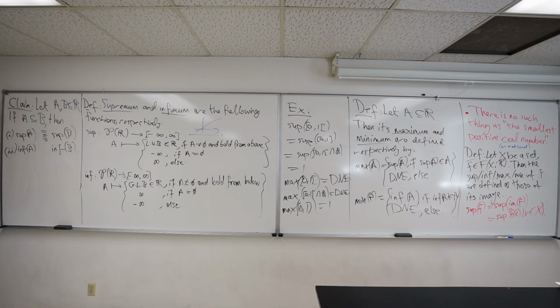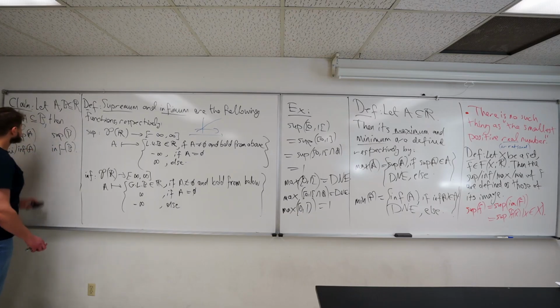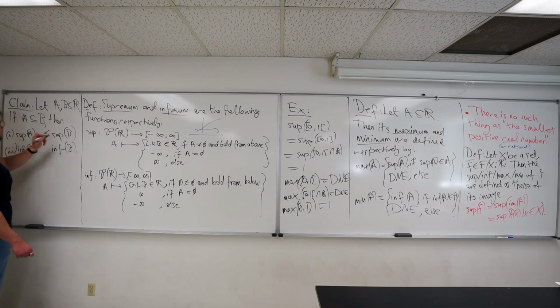Any guesses as to what I should put here in the middle? If A is a smaller subset than B, which of these is larger? Or can I say anything? Supremum of B is going to be larger. This is going to be larger. Okay. Any other, perhaps, guesses?